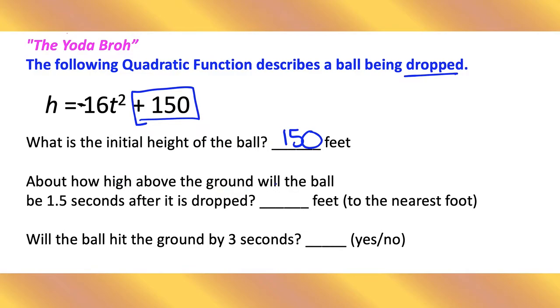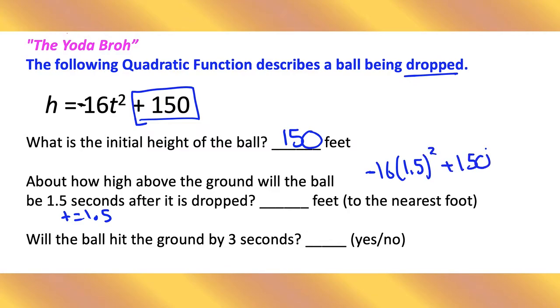About how high above the ground would the ball be 1.5 seconds after it is dropped, to the nearest foot, so no tenth, the nearest whole foot. So we basically plug in 1.5 seconds. So t is going to equal 1.5. Plug that right into the quadratic function. Let's do that over here. Negative 16, 1.5, close the bracket, square it, then add 150.